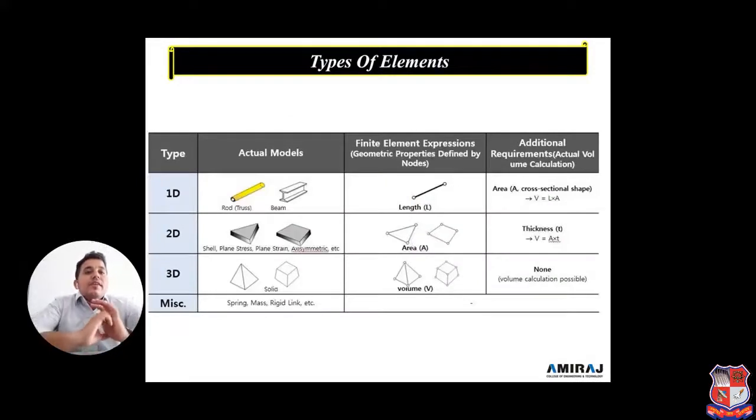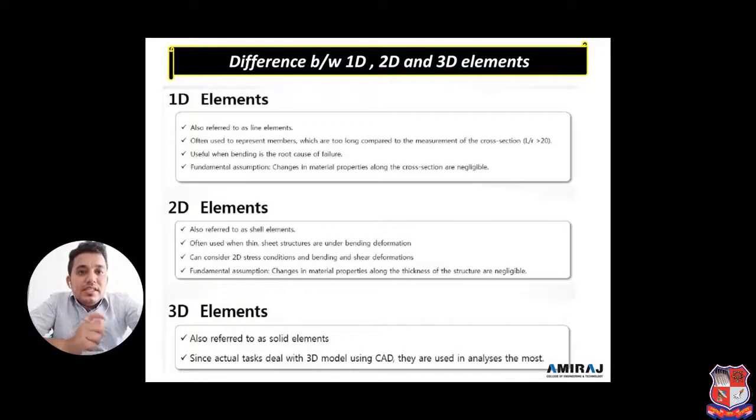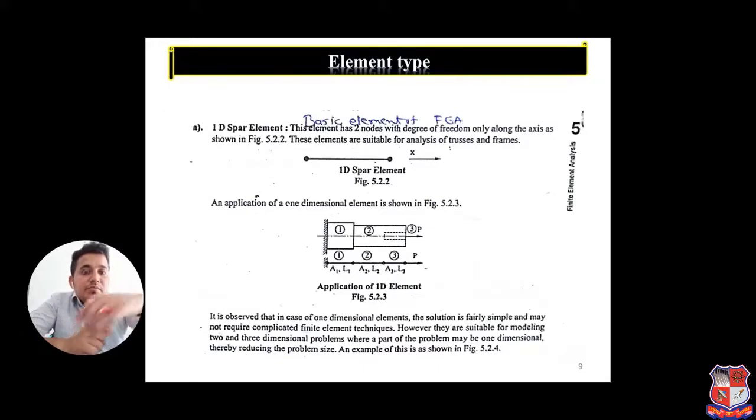Now, types of elements. There are three kinds of elements: 1D, 2D and 3D. These are actual models. We will look at the 1D, 2D and 3D. This is the property of the 1D, 2D and 3D elements that we already know. As per our standard book by Fagan and Haidari, here I would like to explain the 1D element, which is required for a small beam, a small element or a single component.